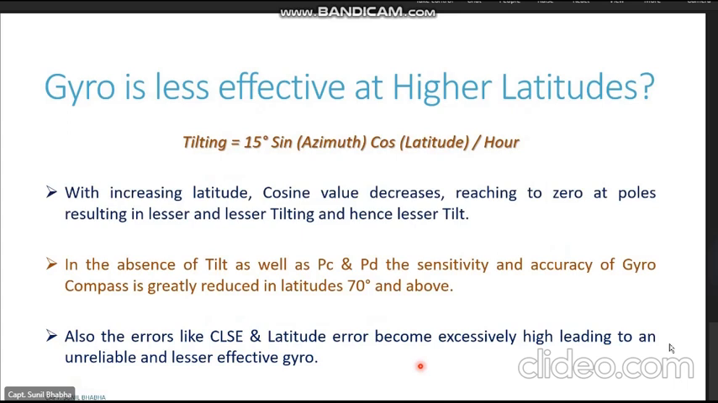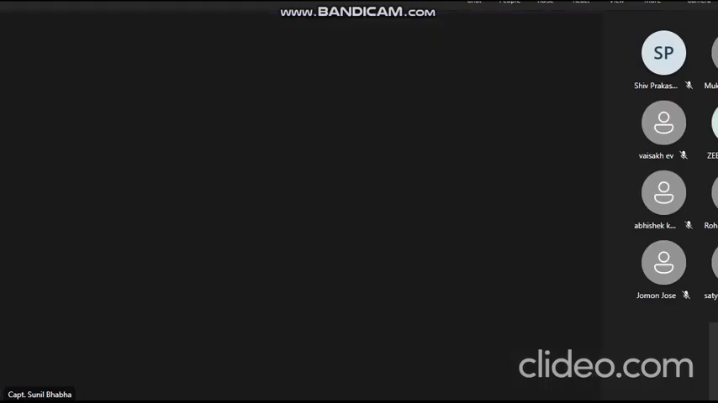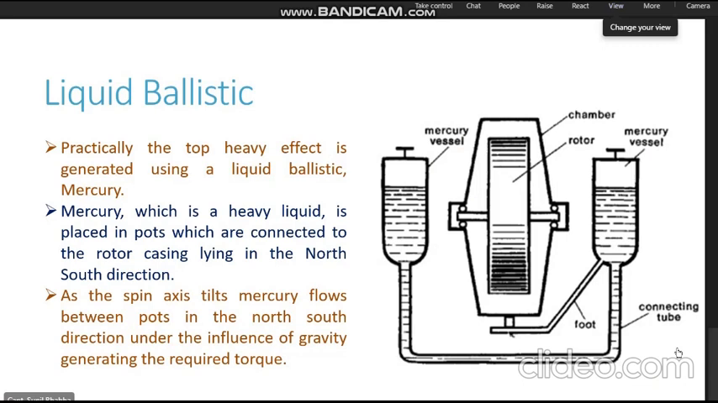PC and PD is nil. So we can say that it makes it a free gyro again. Yeah, that's right, beta. With PC and PD zero, there is no top heavy or bottom heavy arrangement.